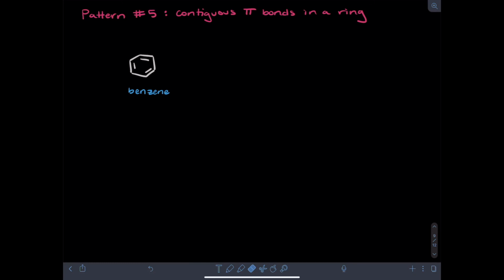My final resonance pattern, and luckily I think this one is the easiest to spot, is when you have a system of a ring of atoms with alternating single and double bonds. You could call this having contiguous pi bonds in a ring. Here's an example of a 6-carbon molecule known as benzene. For this resonance pattern, what you're going to do is move all of your pi bonds simultaneously.